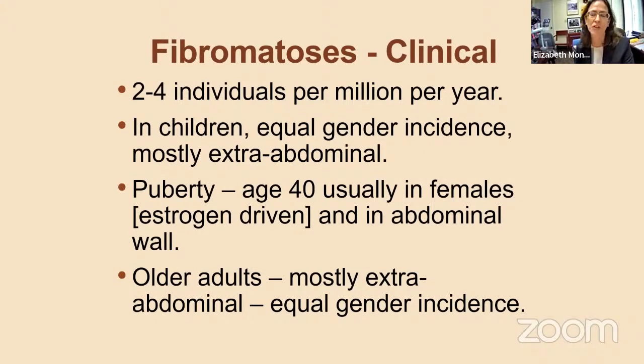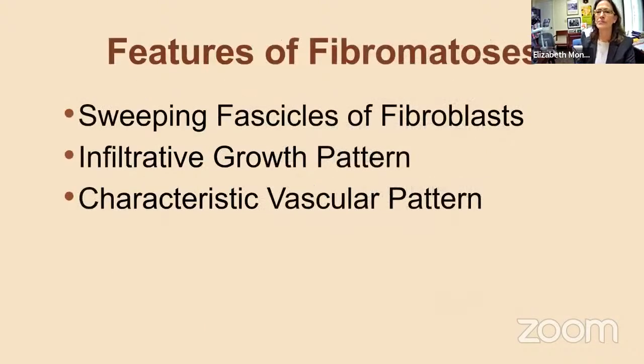In children, there's gender parity, but then as soon as women start to have a lot of estrogen around, there's a female predominance. And they tend to be in the abdominal wall. Hopefully all of you know that. And if you're a resident, don't forget that. And of course, these have estrogen receptors. And then once women get older, then there's gender parity again.